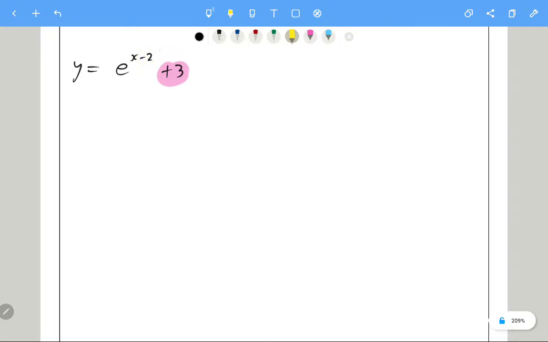The translation right next to x is going to affect our horizontal position, our x position. The one that is to the whole function is going to affect our y position. So the yellow is going to be our horizontal translation by 2 units, and we've got a vertical by 3.